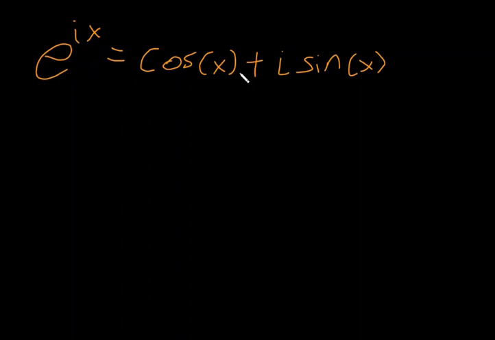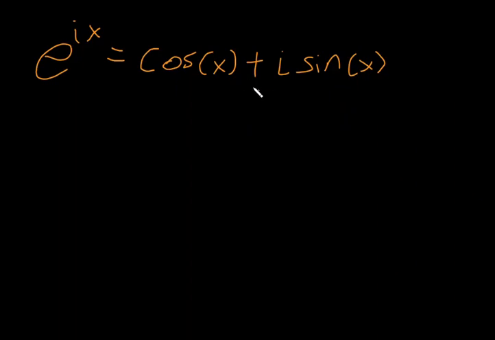e to the ix is equal to cosine of x plus i sine of x. Now this is a very weird formula, right? We've got this exponential, and now we've got trigonometric functions, right? And this is in standard notation. You can see that the real part of e to the ix is cosine of x, and the imaginary part is sine of x. Right? So it's a weird formula.